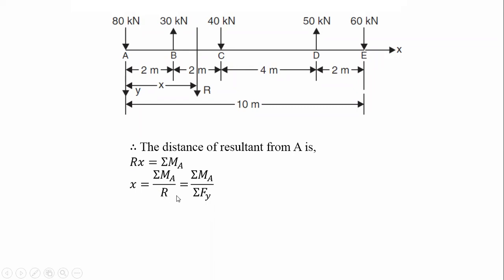And here R is nothing but summation Fy only, because there is no horizontal force. That's why moment about point A is 300 divided by summation Fy, what we have calculated is 100. That is resultant R. And you'll be getting X is equal to 3 meter. It means that your resultant lies at 3 meter from support A, and the magnitude of this resultant R is 100 kilonewton.